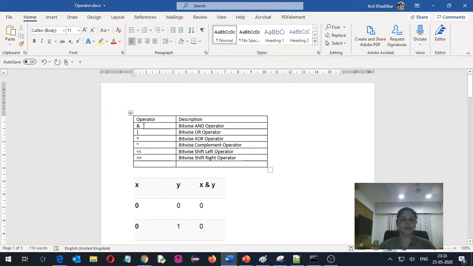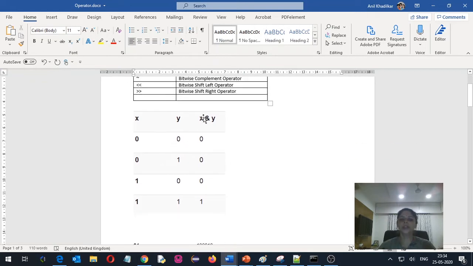To see how bitwise operators work, we have seen AND, OR, XOR, negation or complement, left shift and right shift. If we want to use these operators, you need to know these logical tables. Here you can see the logical table for bitwise AND, in which if any one of the values is 0, then the answer will be 0, and if both the values are 1, then the result will be 1. So this is the logical table we are using for the bitwise AND operator.